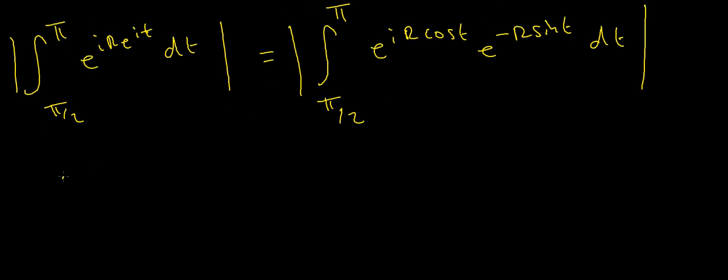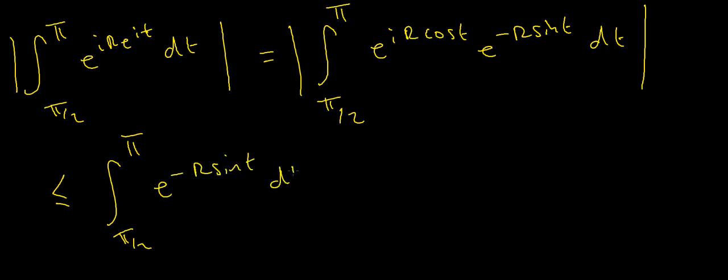So this ended up being less than or equal to the integral from pi over 2 to pi. Remember, when I brought the absolute value signs inside, this term just went to 1 because the absolute value of e to the iy is 1 for any real value of y. And I was just left with e to the minus r sine t dt. Now, unfortunately, I can't use my earlier result that sine t was greater than or equal to 2t over pi, so I'm not allowed to use that sort of bound just yet.